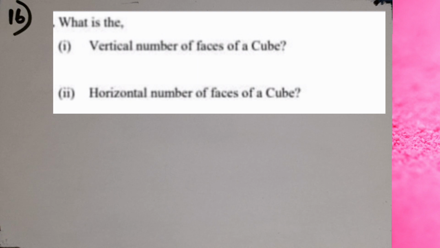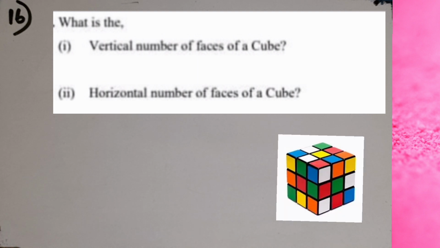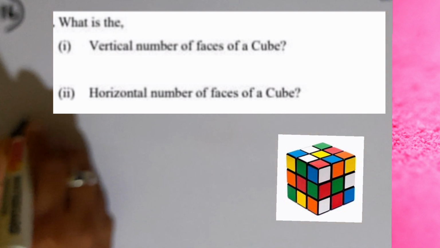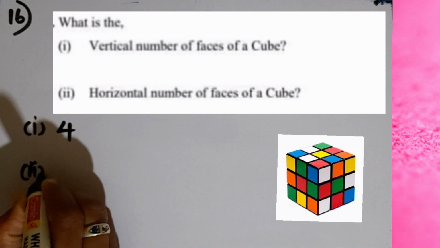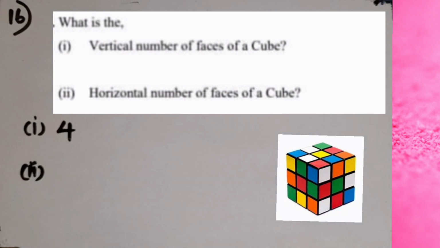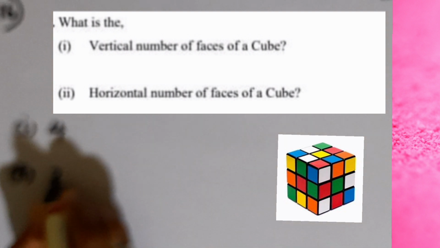Question number 16. What is the vertical number of faces of a cube? There are 4 vertical number of faces. So for part 1, the answer is 4. Then second part, horizontal number of faces of a cube. There are 2 faces.